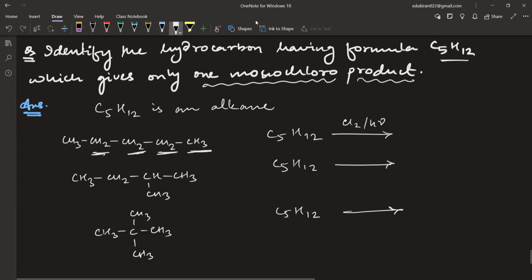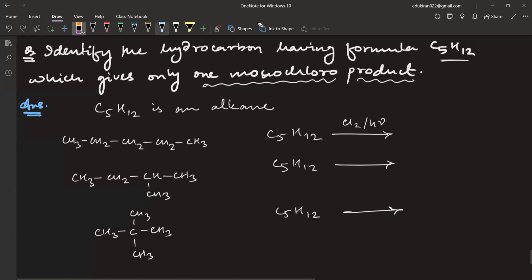Tell me about this CH3. Tell me about this CH2. It is connected to which carbon atoms? CH3 and CH2, right? Okay, and this CH2 is connected to? CH2 and CH2. So these two are different, right? Yes or no? Yes.